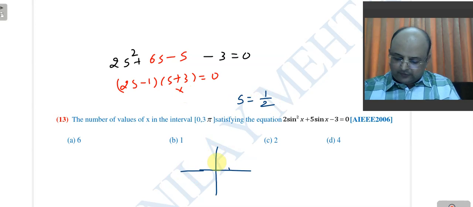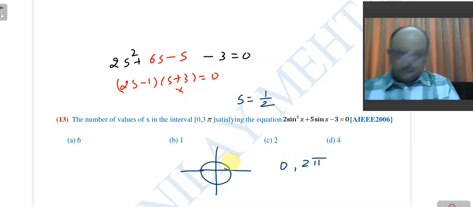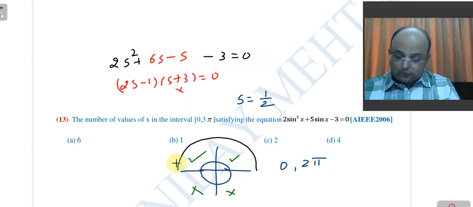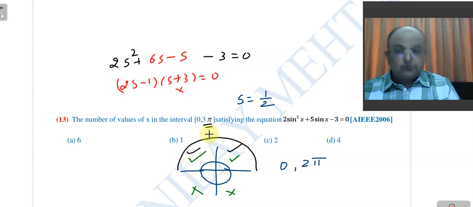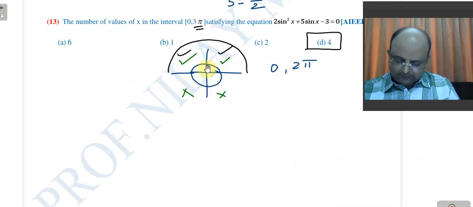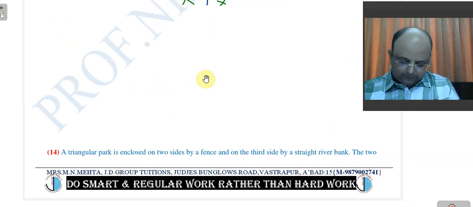If I complete one circle, that will be 0 to 2 pi. Hope you understand. In the first two quadrants only your sine is half. Here your sine is minus half. So once again, if I go for half a circle, that is here to here, that will reach till 3 pi. So again you will have two more solutions. So the total number of solutions is 4. So that was easy. We go for question number 14.